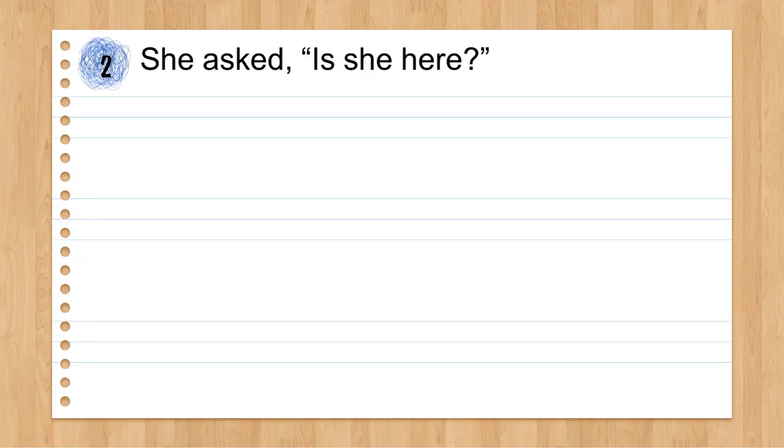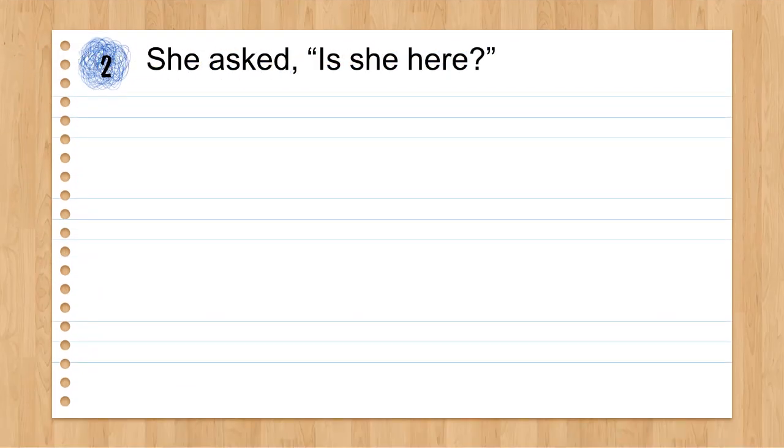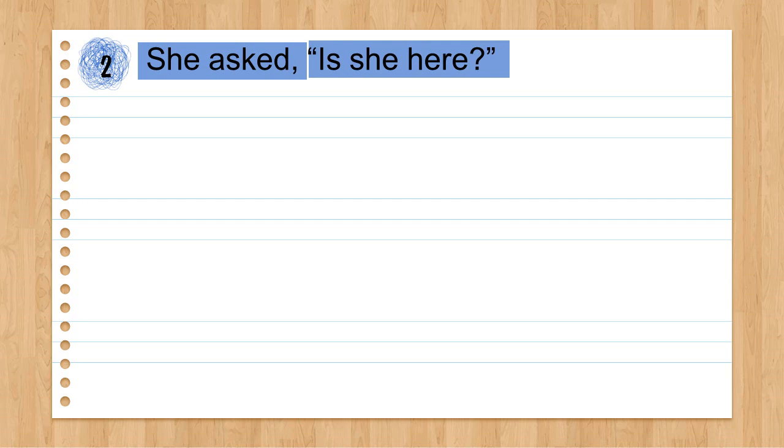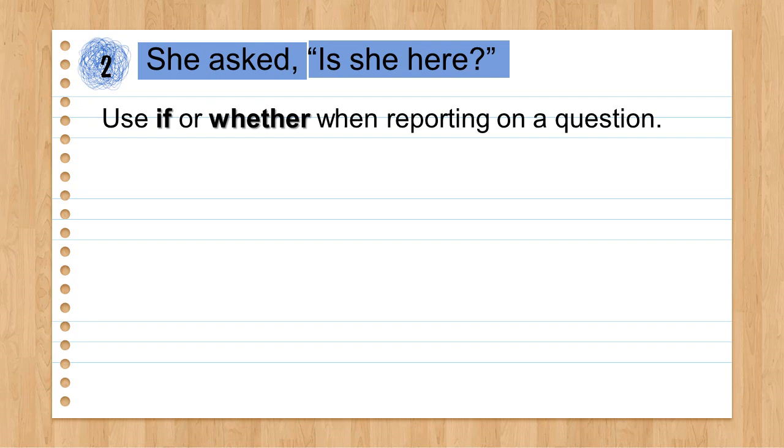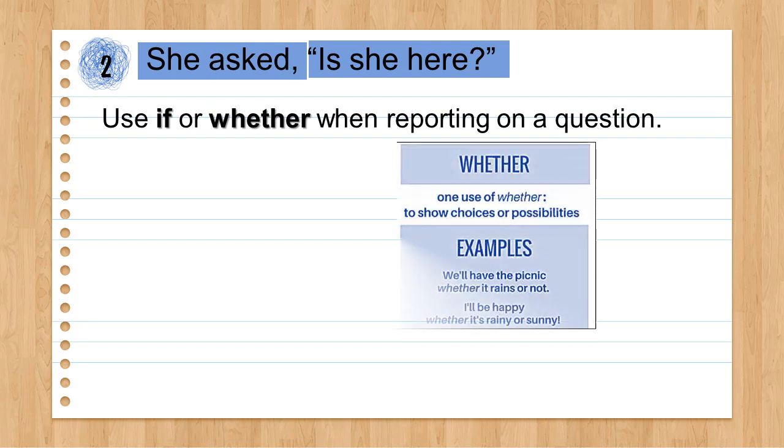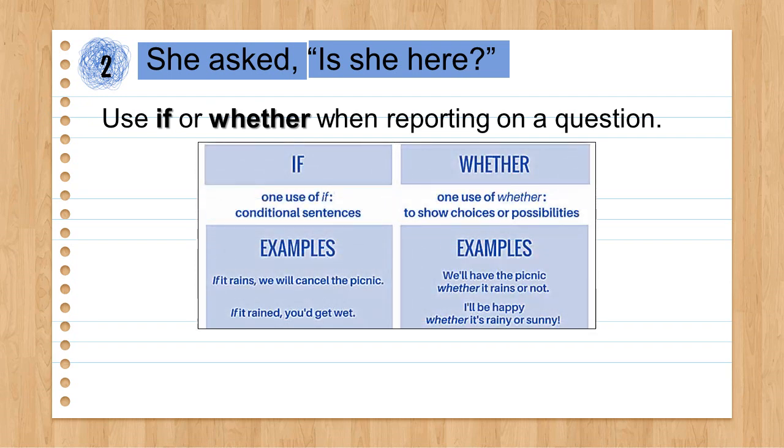Let's see what we have to do when we have a question. She asked, "Is she here?" If we have a question and we want to convert it to the indirect speech, we have to use the words if or whether. We use if there's only one possible outcome. For example, if it rains, we will cancel the picnic. If it rained, you'd get wet. In both those sentences, there's only one outcome.